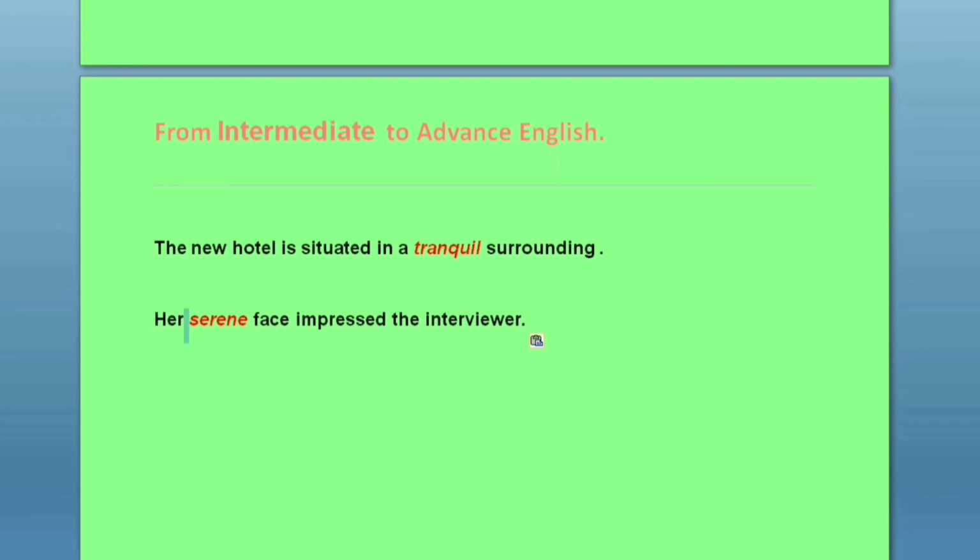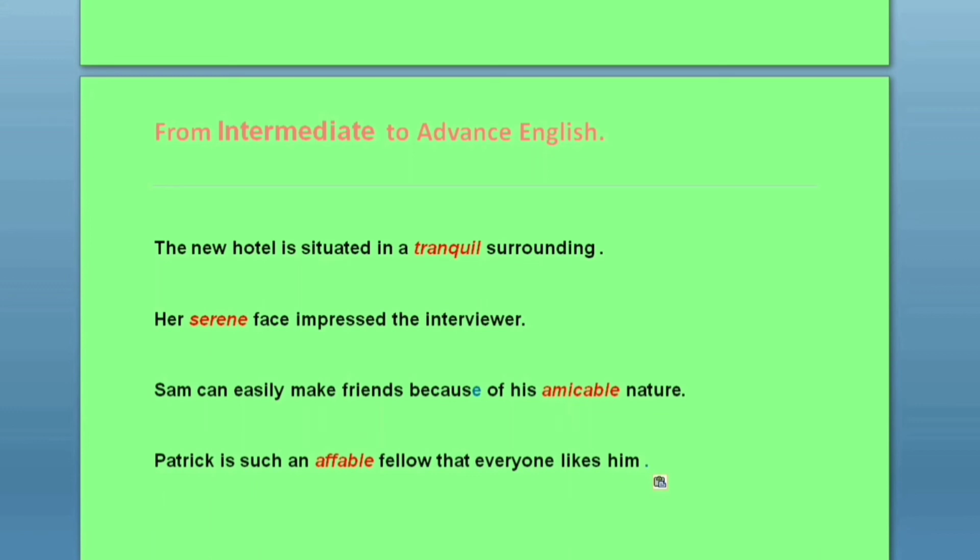So up next you will see how to use tranquil. As you see on your screen the example, the new hotel is situated in a tranquil surrounding, right? And apart from that, we can also use serene. So as you see, her serene face impressed the interviewer. Serene is used in terms of calm, so you can replace calm and use serene, right? As you see on your screen, her serene face impressed the interviewer, right?